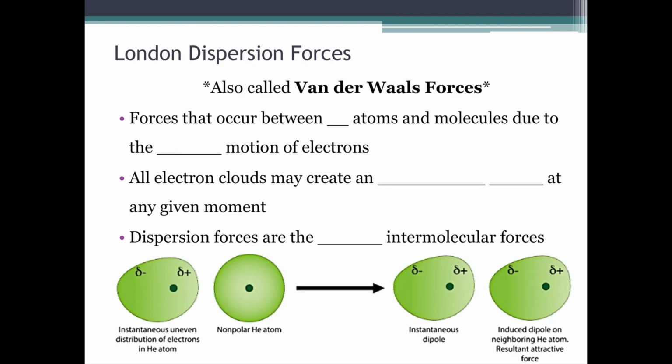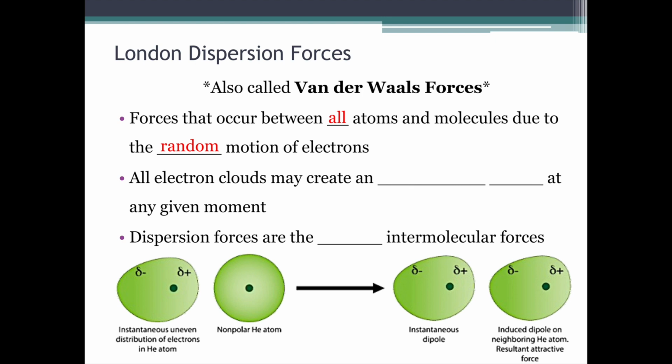The first and weakest type, London dispersion forces, are also sometimes called van der Waals forces. These are named after the people that discovered them, not after the actual city in England, but London dispersion forces are van der Waals forces. These are forces that occur between all atoms and molecules due to the random motion of electrons.